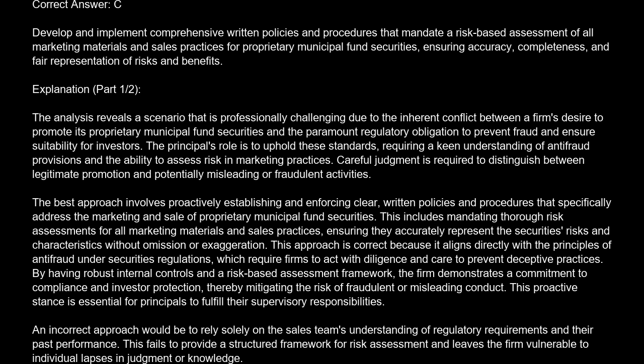This approach is correct because it aligns directly with the principles of anti-fraud under securities regulations, which require firms to act with diligence and care to prevent deceptive practices. By having robust internal controls and a risk-based assessment framework, the firm demonstrates a commitment to compliance and investor protection, thereby mitigating the risk of fraudulent or misleading conduct. This proactive stance is essential for principals to fulfill their supervisory responsibilities.